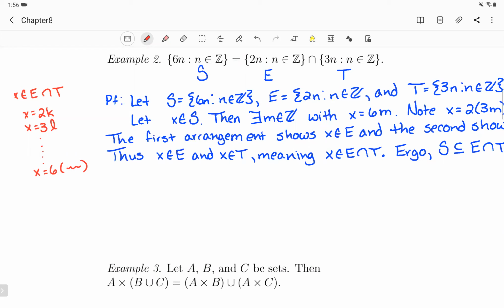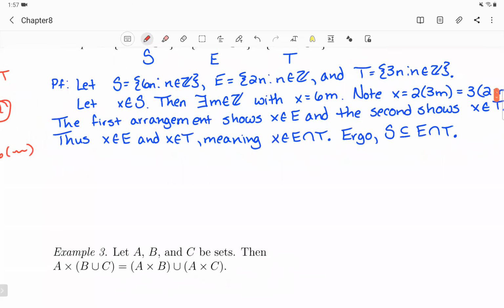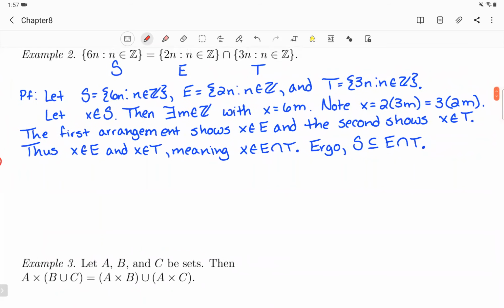All right. Well, tell me something. If x is 2 times k, what type of integer is it? It's even. But it's also 3L. What does that tell me about L if 3L equals an even number? L has to be even because 3 is odd. So if L were odd, 3L would still be odd, right? So that's where we're going to get our 6 from, is L has to be even, okay? So let's go back to our proof.